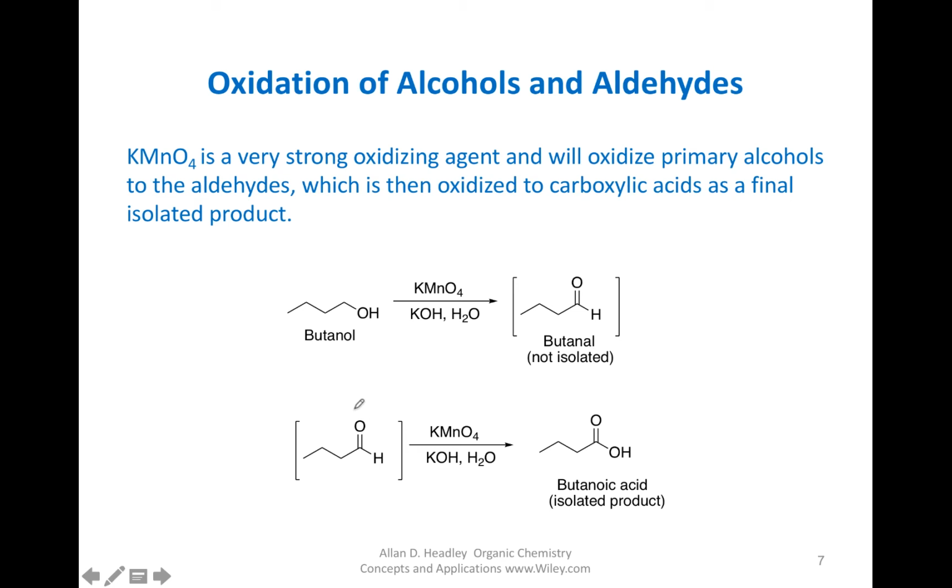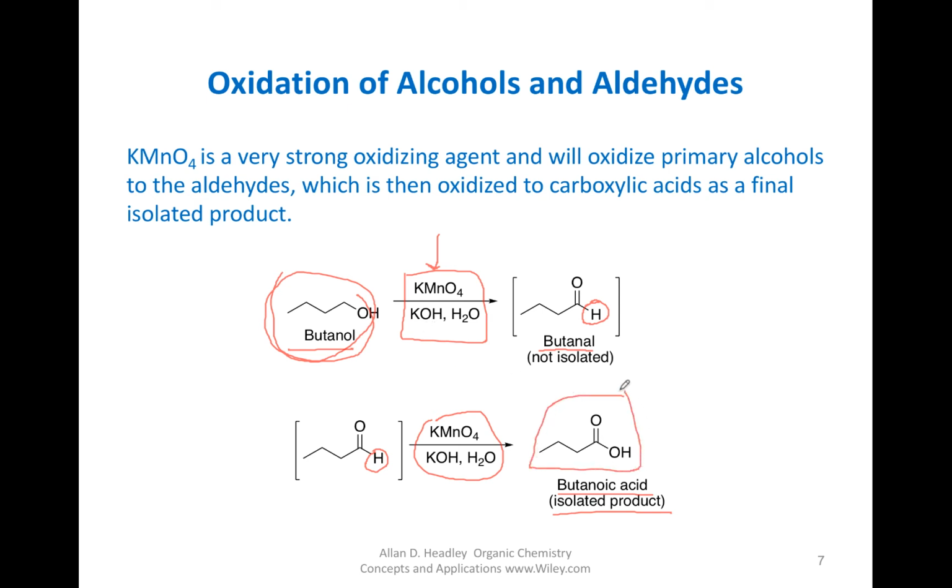Let us look at another example here. So this primary butanol, in the presence of a strong oxidizing agent, goes to the aldehyde, but because there's a hydrogen here, it is quickly oxidized in the oxidizing agent to give the isolated product, the final product of butanoic acid. So if you have this primary alcohol and you react it with potassium permanganate in potassium hydroxide, this is the product that you will isolate.